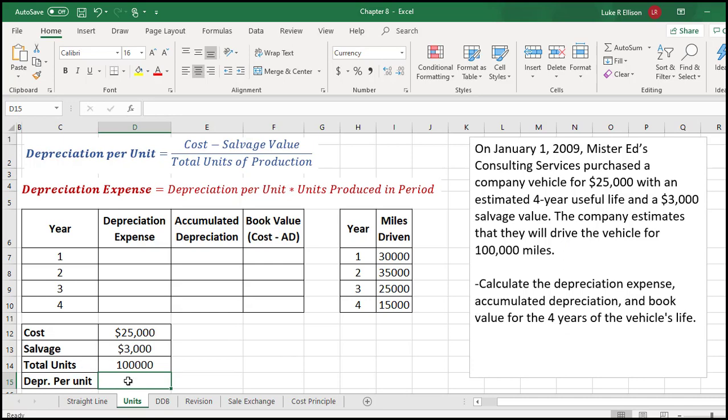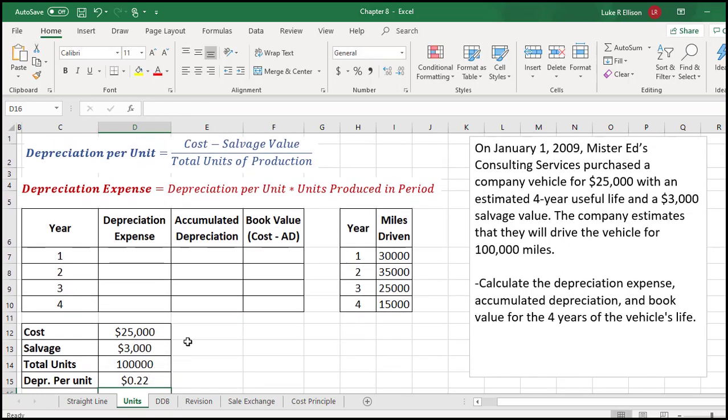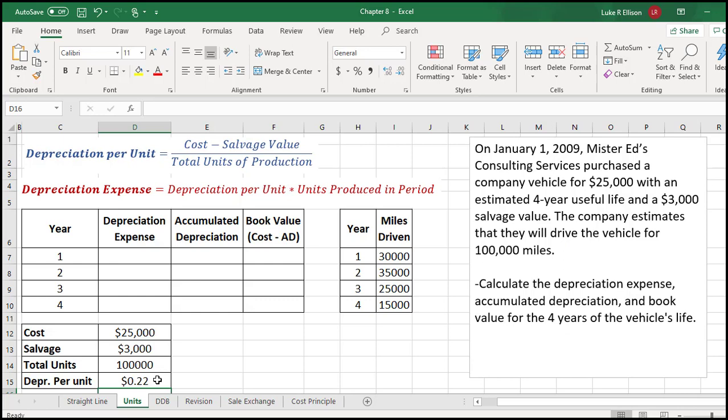And now we can calculate the depreciation per unit using this formula here. So that'll be the cost minus the salvage value divided by the total units of production. So our cost is 25,000 minus the salvage value of 3,000, and divide that by the total units, which is 100,000, which gives us a depreciation per unit of 22 cents. So that means for every mile that the company drives, they will record 22 cents of depreciation expense.